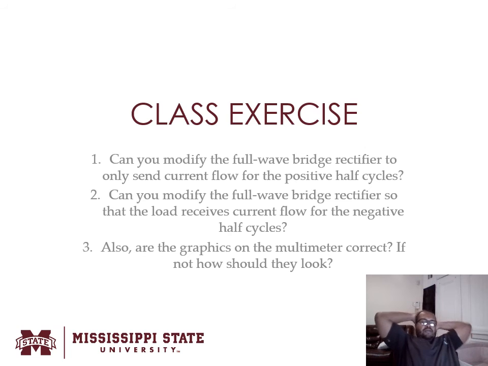All right, so I have a class exercise. Kind of running out of time, my 15 minutes are up. I'm wondering if you can modify the full wave bridge rectifier that I did in Tinkercad Circuits to only send current flow for the positive half cycles, and then modify it so that the load receives current flow for the negative half cycles. And then let me know if the graphics on the multimeter are correct. If not, how should they look?